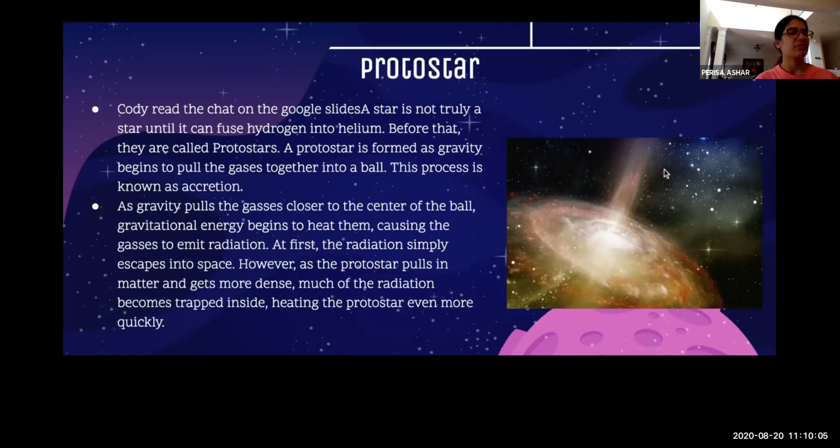After that, it becomes a protostar. A protostar is not truly a star until it can fuse hydrogen to helium. Before that, they are called protostars. A protostar is formed as gravity begins to pull the gases together into a ball. This process is known as accretion. As gravity pulls the gases closer to the center of the ball, gravitational energy begins to heat them, causing the gases to emit radiation. At first, the radiation simply escapes into space. However, as the protostar pulls in matter and gets more dense, much of the radiation becomes trapped inside, heating the protostar even more quickly.